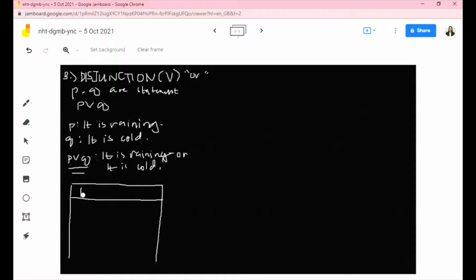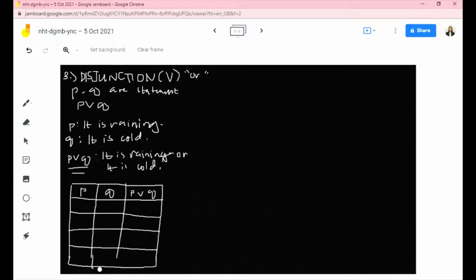Okay, we have P, we have Q, and we have P or Q in here. So we have two variables, that means we'll be making 4 rows, just like what we did for the conjunction. Okay, 1, 2, 3, 4. The same pattern: true, true, false, false, true, false, true, false.